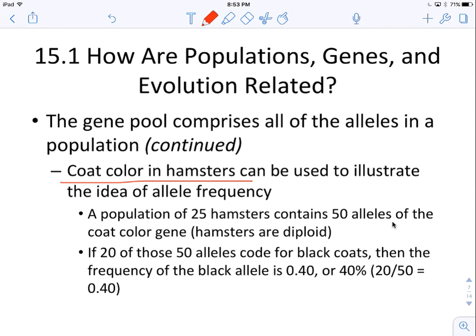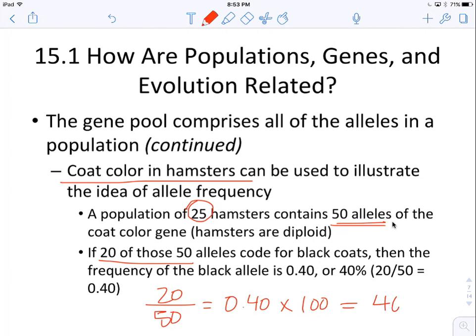Coat color in hamsters can be used to illustrate the idea of allele frequency. So say I have 25 hamsters, and there are 50 alleles of the coat color gene in this gene pool. So if 20 of those 50 alleles code for black coats, then the frequency of the black coat allele ends up being 40%. 20 of the 50 alleles is 0.40, and we multiply that by 100 to get the percent, and you get 40%. And that's how you calculate allele frequency. It's a fraction of the whole.